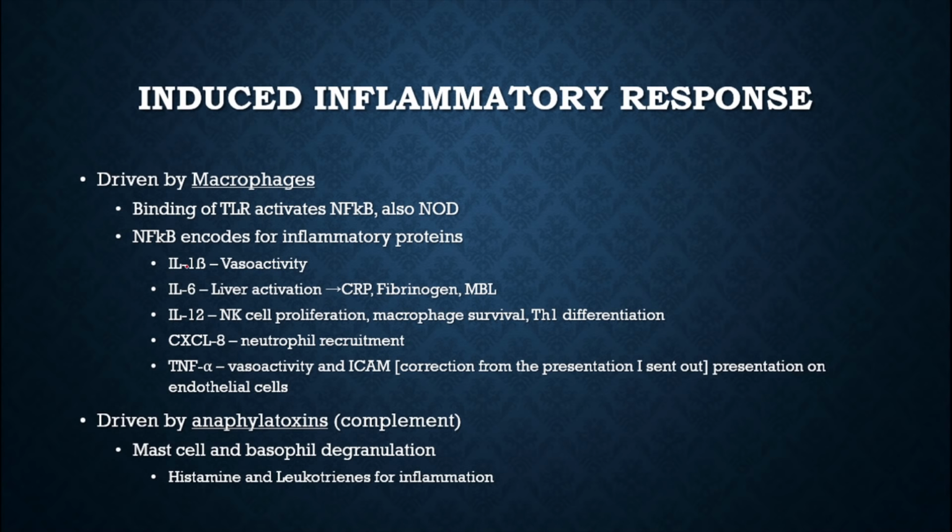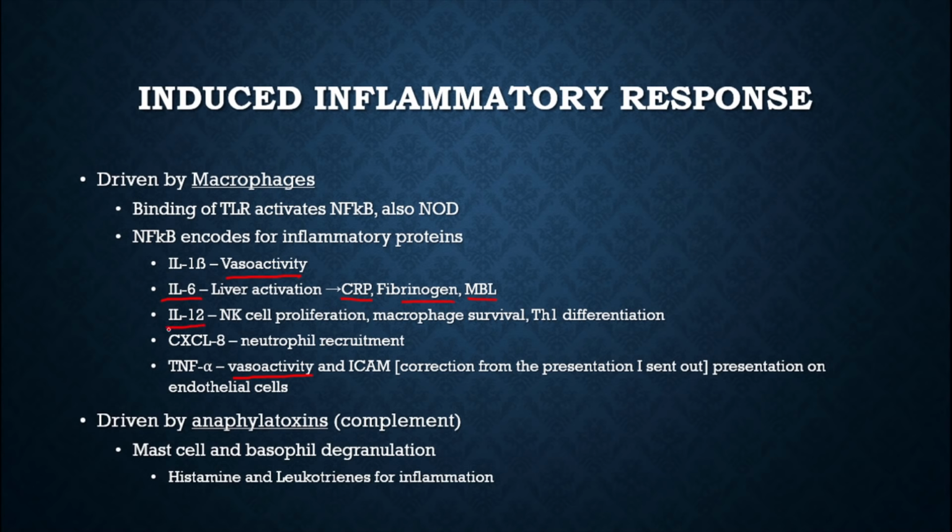And so I've included the really important ones here because it'll start to connect the dots as we continue moving. So importantly, both IL-1 and TNF-alpha are going to cause vasoactivity and allow greater permeability. IL-6 is the liver-activating interleukin. That's going to produce C-reactive protein, fibrinogen, and mannose binding lectin, which are going to be important later in more complement activity.